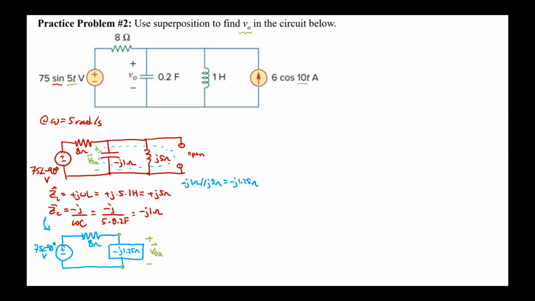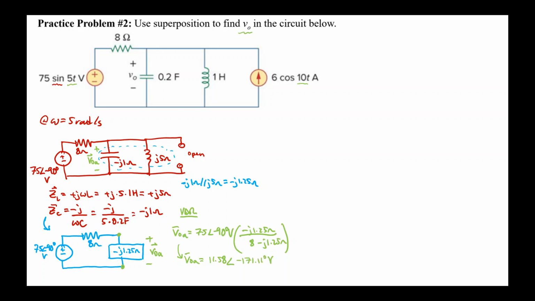This is a perfect setup for the voltage divider rule, so I calculate by the voltage divider rule that V0A is equal to the 75 angle minus 90 degrees volts times the minus j1.25 ohms divided by the 8 minus j1.25 ohms. Doing that correctly yields V0A as a phasor equals 11.58 angle minus 171.11 degrees volts.